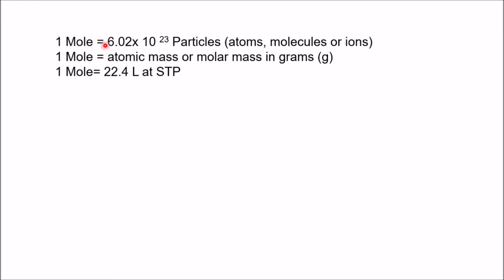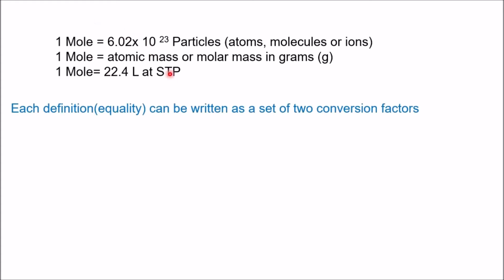1 mole is equal to 6.02 times 10 to the power 23rd particles. 1 mole is equal to atomic mass or molar mass in grams. 1 mole is equal to 22.4 liters at STP. This is our equality. Once we have the equality, we can make the conversion factor.